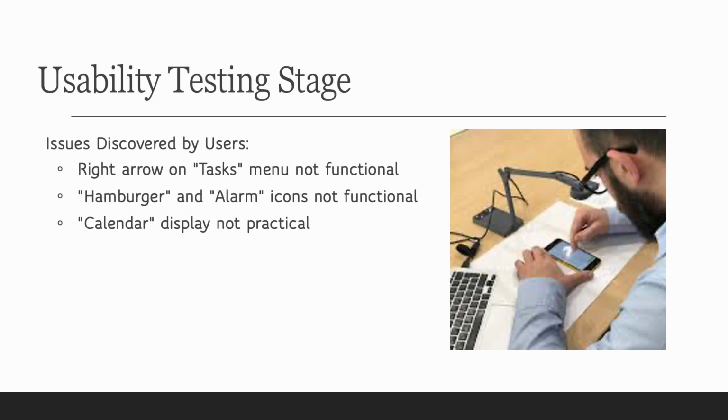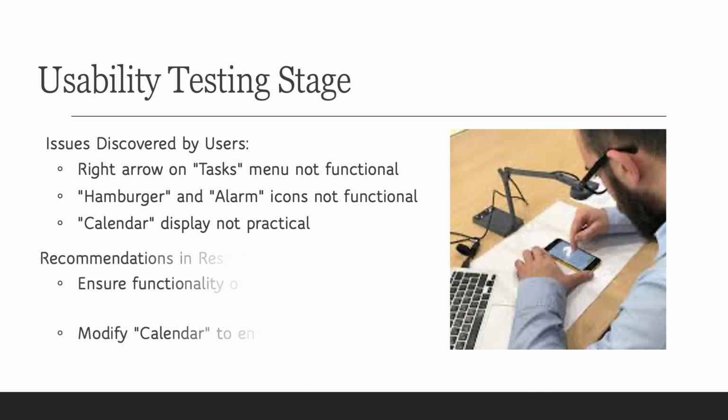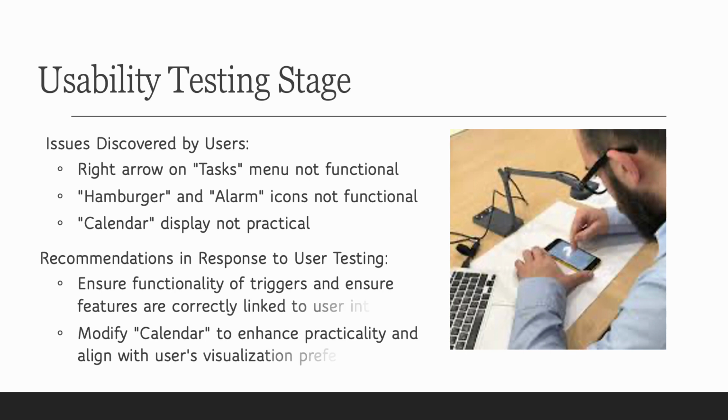Usability testing stage. The users that participated in the user testing provided valuable feedback about certain problems and limitations discovered in our project management tool. For example, on the task menu tab, the arrow to the right was not functional. On the home screen, the hamburger and alarm icons were not functional. The need for an alarm feature was also questioned.